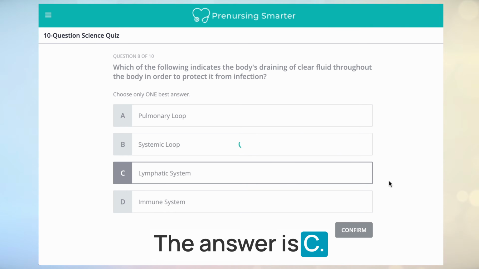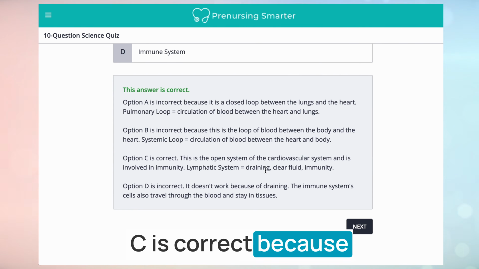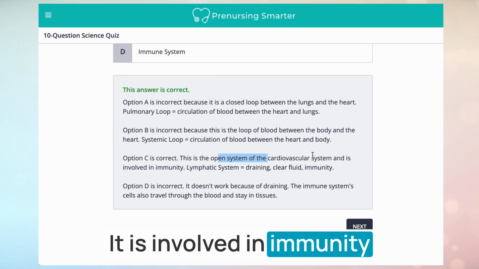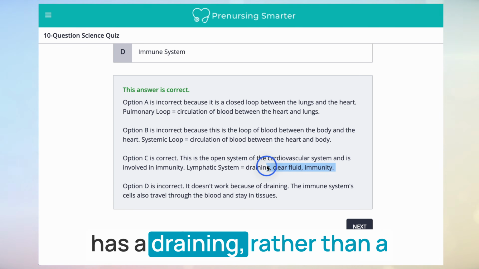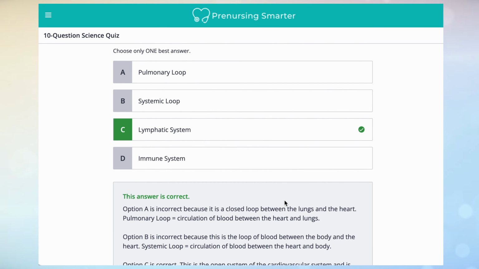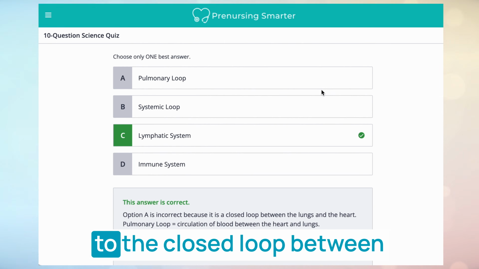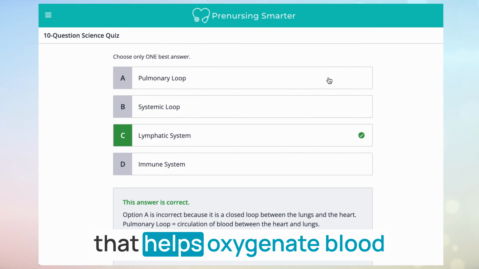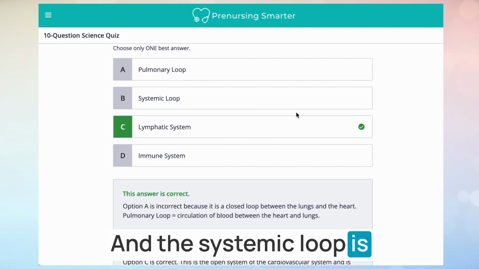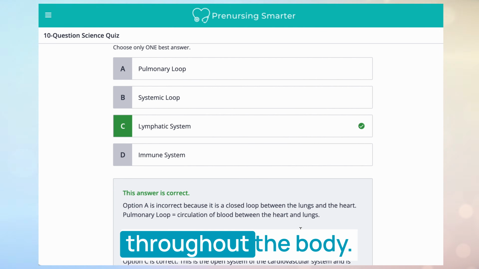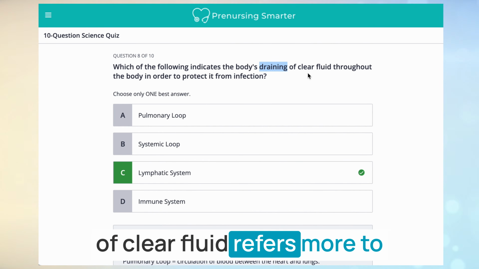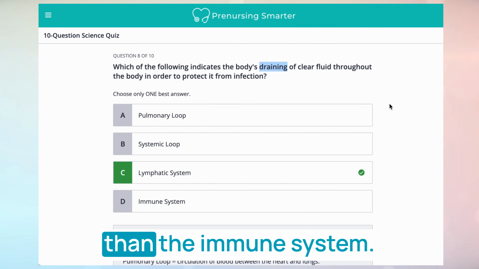The answer is C. C is correct because this open system of the cardiovascular system is lymph. It is involved in immunity, and the lymphatic system has a draining rather than a pumping action of clear fluid that helps with immunity. The pulmonary loop refers to the closed loop between the heart and the lungs that helps oxygenate blood and remove carbon dioxide. And the systemic loop is the circulation of blood throughout the body. D is incorrect. The clue is the draining aspect of clear fluid refers more to the lymphatic system rather than the immune system.